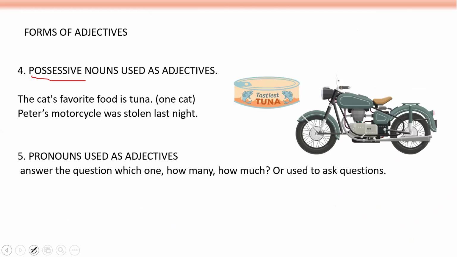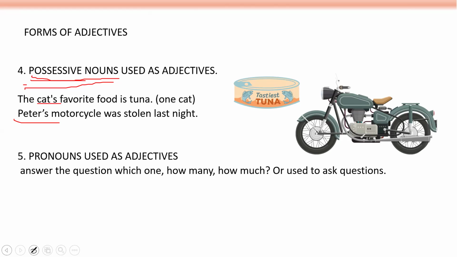Okay, number 4, possessive nouns can be used as adjectives as well. When we say possessive, it means it talks about ownership. Okay? So you can easily identify possessive nouns when they are with apostrophe S. Okay? The cat's favorite food is tuna. We're pertaining to one cat only. Because if there are many cats, the apostrophe will be placed after the S. Right? But we're referring to just one cat. So, the cat's favorite food is tuna.